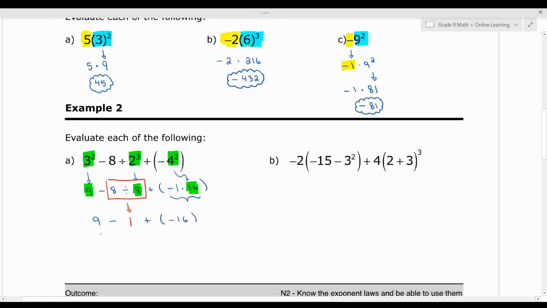Okay, well now I'm going to drop these brackets. So that's like 9 minus 1. When you add a negative, I could write that like minus 16, which just means I have two subtractions going on. Work left to right. 9 minus 1 is 8. If you subtract 16, you're going to get negative 8 as your final answer.